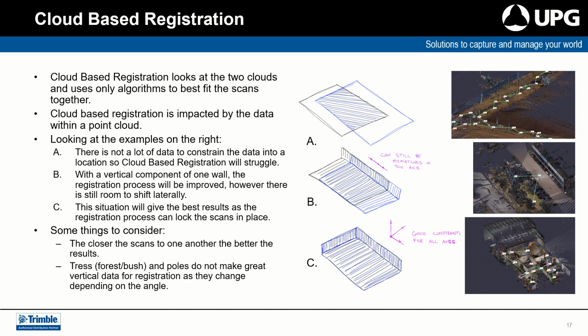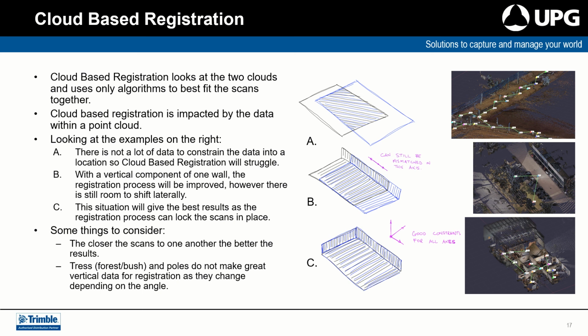Case C, or an internal scan, for example, where there are two axes that can lock the two scans together, is the best case for cloud-based registration. Now, it must be noted here that this is not essential, and when we're talking about errors here, we can be just talking about millimeters, but it is a consideration here.